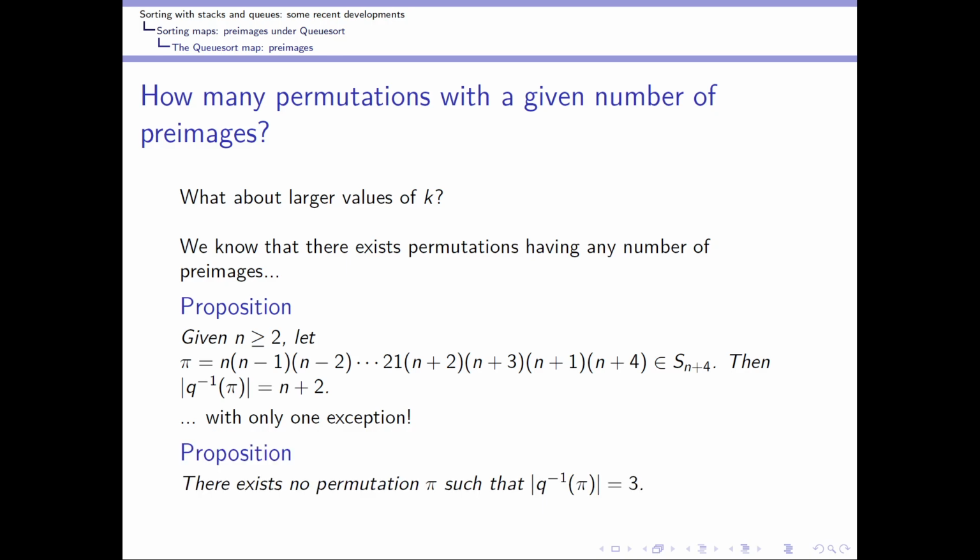And in fact, we have this proposition which tells us that there exist no permutations pi such that the number of preimages is equal to 3. And this is a nice and rather striking result, since it says that all natural numbers are allowed cardinalities for the number of preimages except for 3.